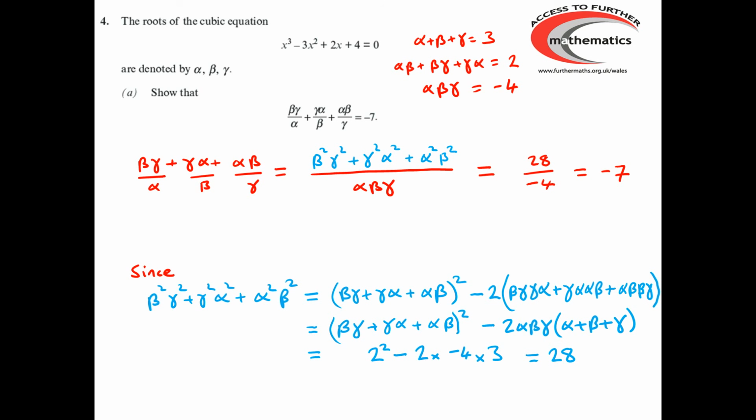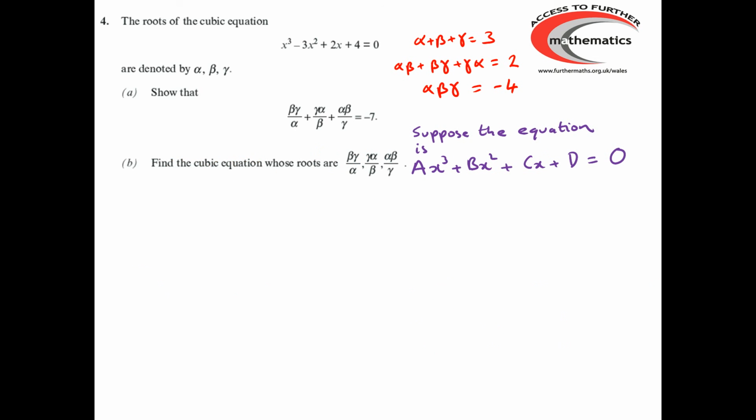So we've done the second part of the question. And now finally, the question is asking me to find the cubic equation whose roots are beta gamma over alpha, gamma alpha over beta, alpha beta over gamma. So let's suppose that the required equation is ax cubed plus bx squared plus cx plus d equals 0. Then minus b over a must be the sum of the roots. So minus b over a must be beta gamma over alpha plus gamma alpha over beta plus alpha beta over gamma, which must be minus 7.